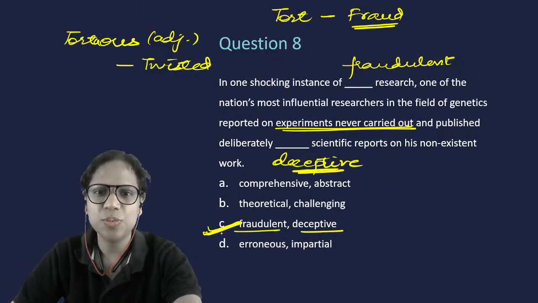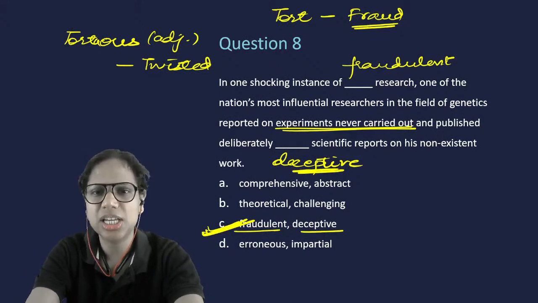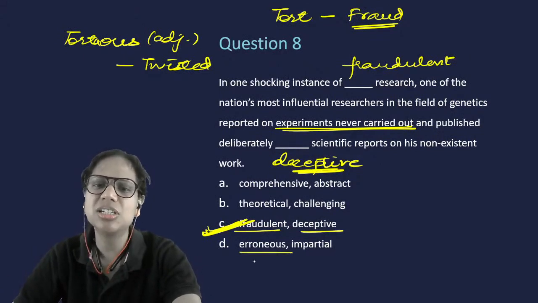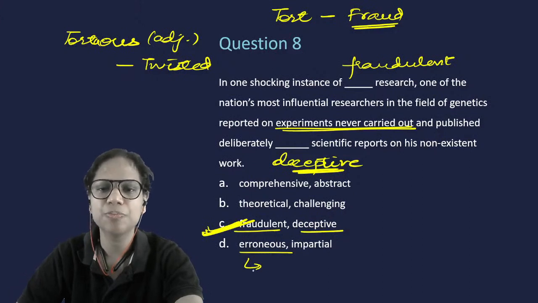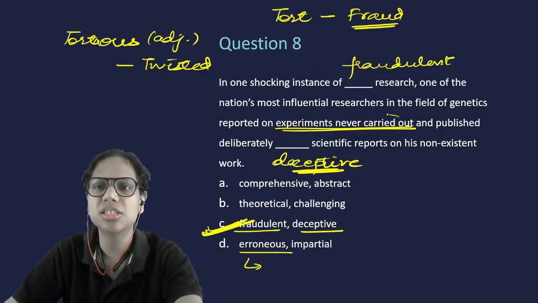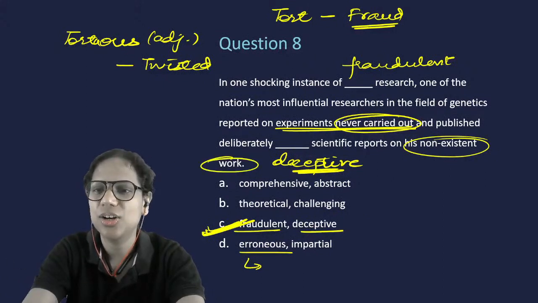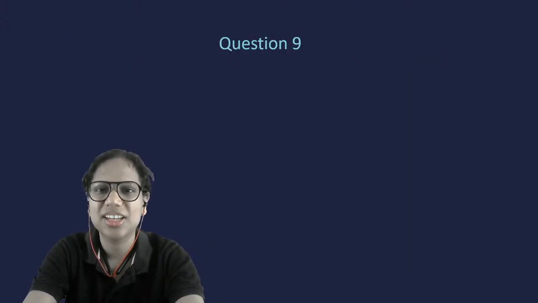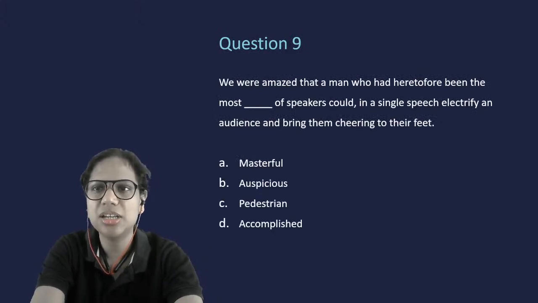Okay, so I hope this is clear. C is the answer here. The other words were easy, right? Erroneous is not it. Erroneous means it has some mistakes. So erroneous can't fit here, in case you were wondering about this in the first blank. It has mistakes, but here it was never carried out itself. Now, let's see what you say here.